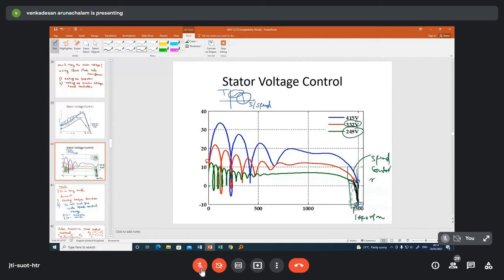So most applications need a wide speed control range. Right? If the speed control range is very, very small, then what is the use of varying the voltage, or in other words, varying the speed? So that is the major disadvantage in the stator voltage control method. You will not get a wide speed control range. That is the problem in the stator voltage control method. So with this, I complete today's class.